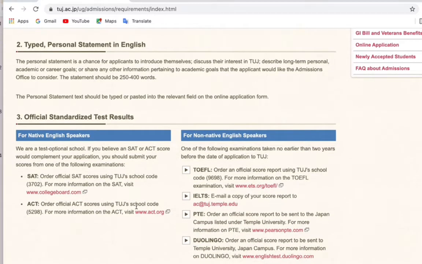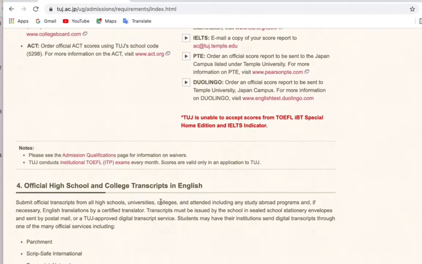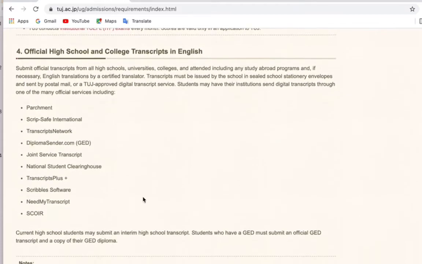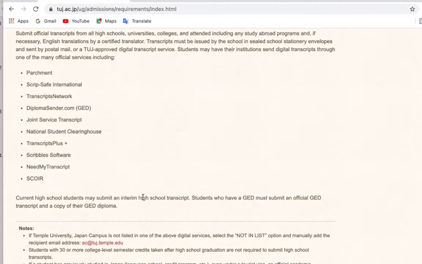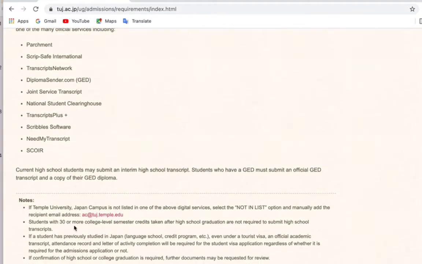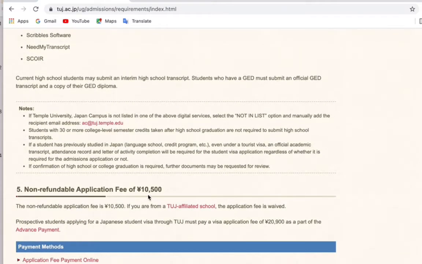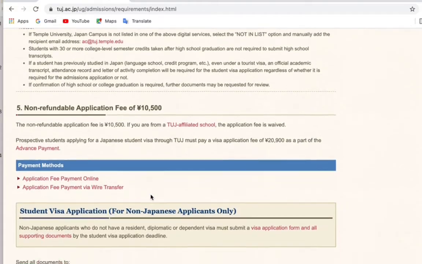And then the test we saw already, your high school transcript. But of course, if you have some courses from the university, then you don't have to provide this. If you have 30 or more college level courses, then you don't need to. And then the application fee in this case is 10,500.